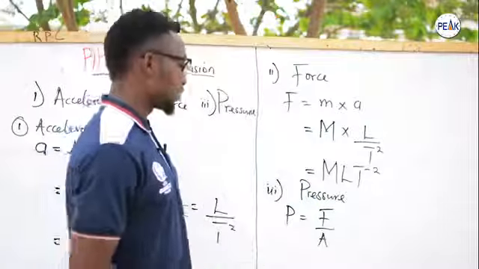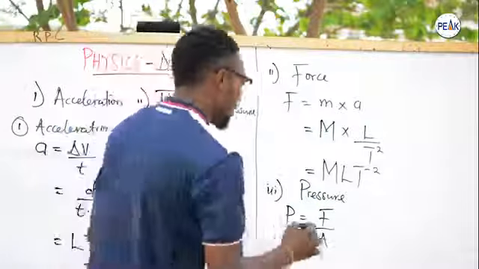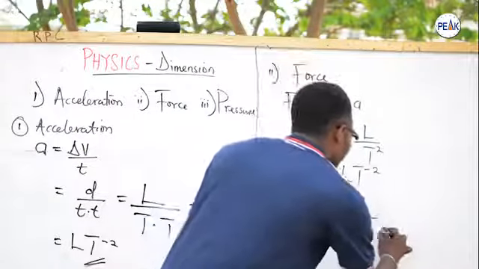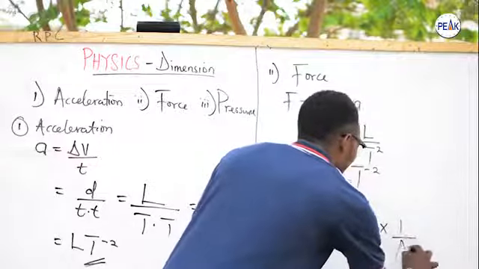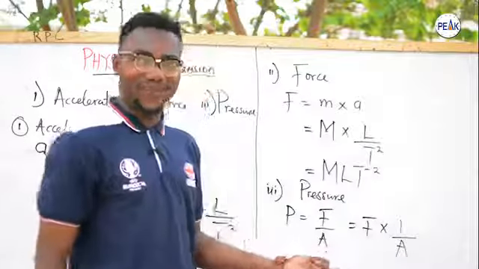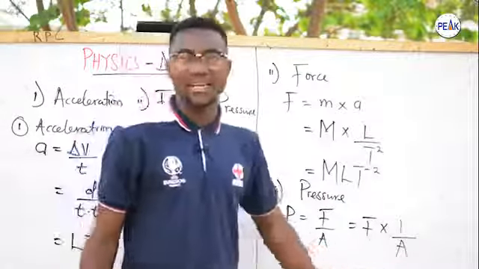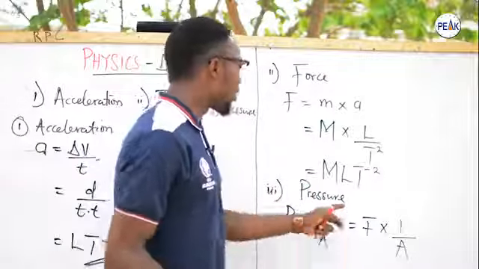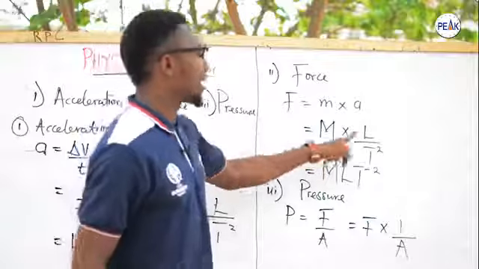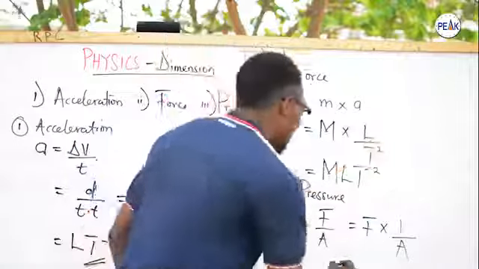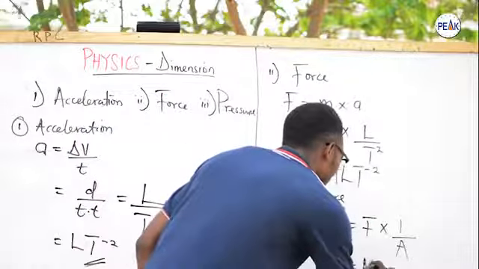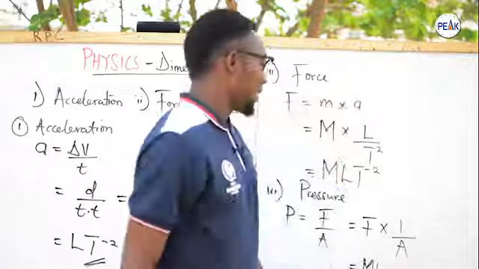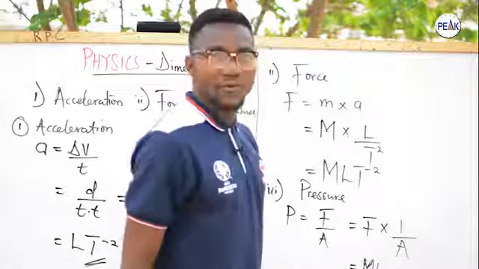Now, let me break this down so that it won't confuse you. I can write this as force times 1 over area. Of course, I have not committed any error. I just split the area so that you can understand what I want to analyze. We already know the dimension of force to be M L all over T squared. So I have M L divided by T squared.